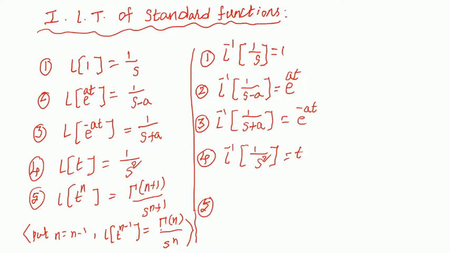L, bring this side. What is gamma of n here? Gamma of n is a constant. Bring this side. Then what happens? L inverse of 1 by S power n is equal to gamma of n, bring this side. T power n minus 1 by gamma of n. This is the formula mainly you have to remember.